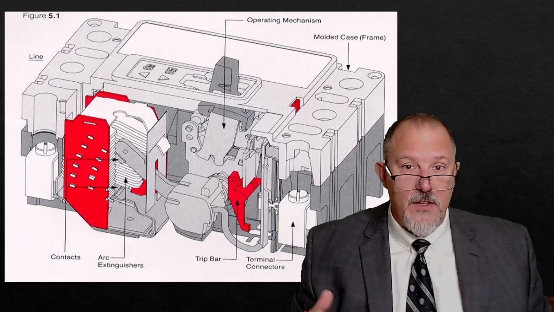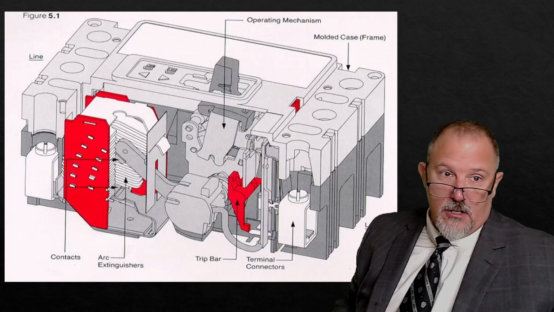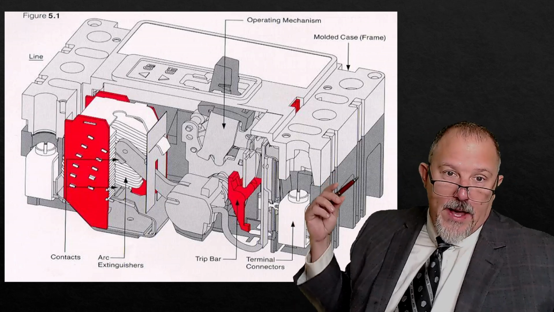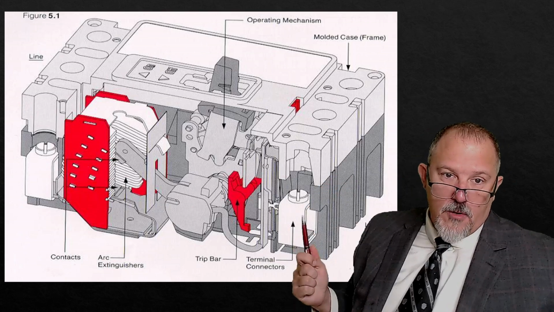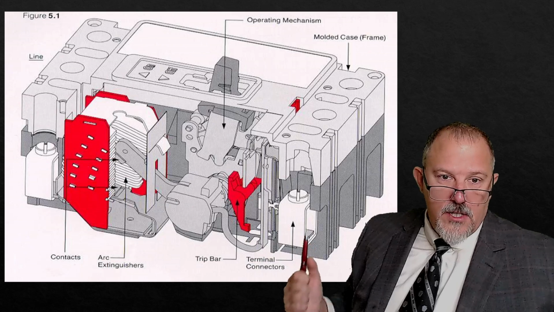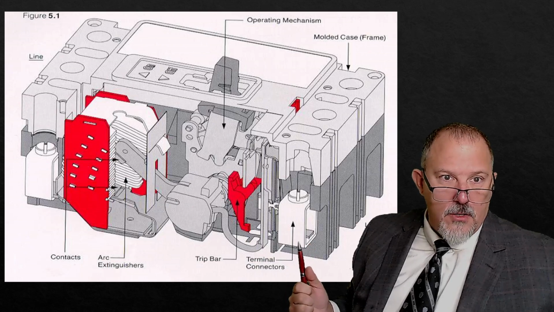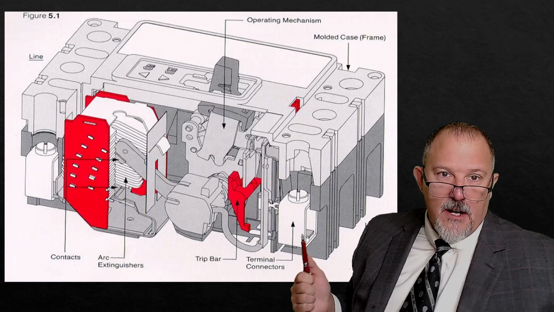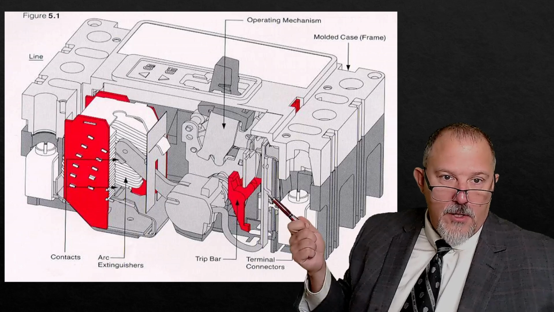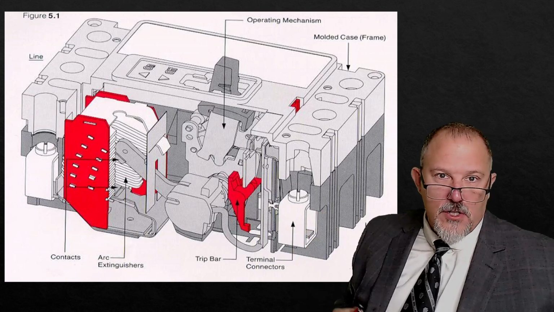Now let's take a look at the physical construction of a molded case circuit breaker. These are the terminals. You have a line and load. This is the terminal connector, I believe, on the load side of this circuit breaker. The other ones are on the line side of the circuit breaker.